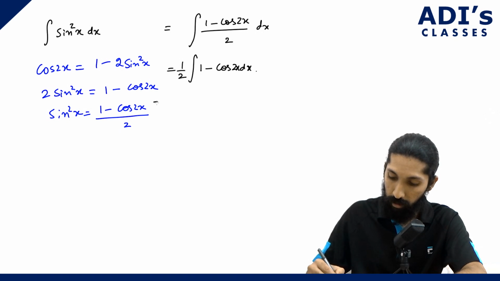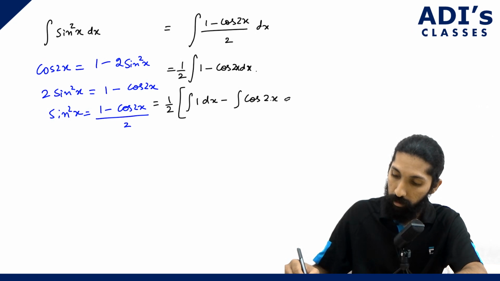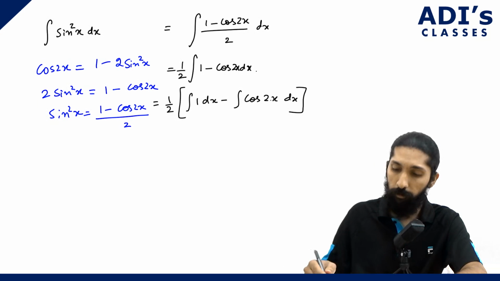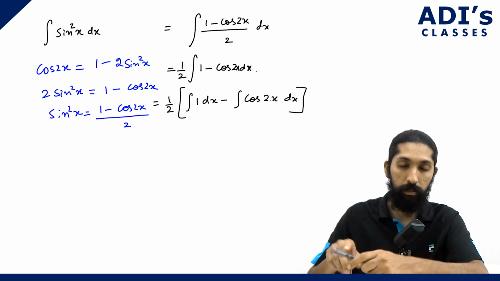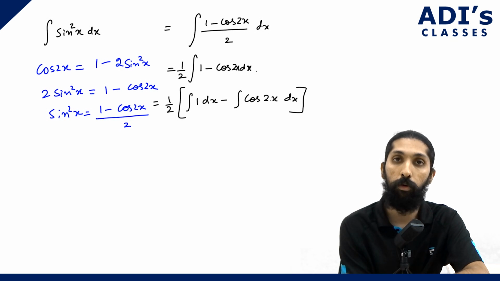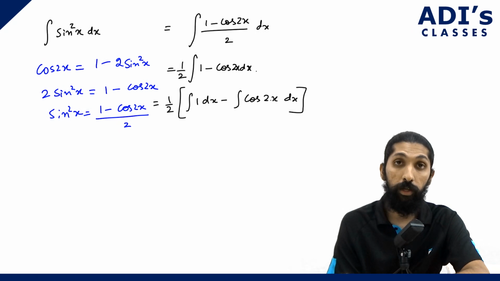Or you can write this as half into integral of 1 dx minus integral of cos 2x dx, correct? So this is what we have. Integral of dx is x, you know that. That's very simple. But for the cos 2x part, remember what we used to do in the previous cases of substitution? You can take 2x as t and then substitute, right? So we are going to do the same logic here also.